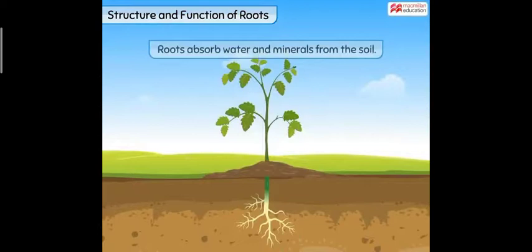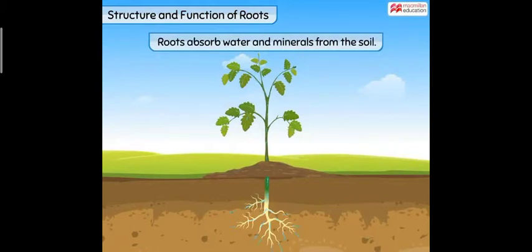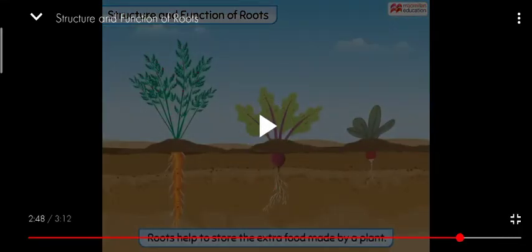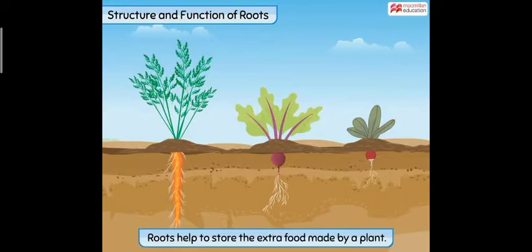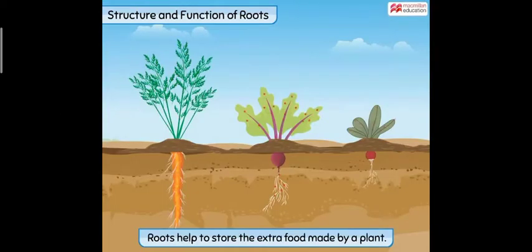The next function of the root is that root absorbs water and minerals from the soil. Now look at the picture. You can see the roots are absorbing minerals and water. If the roots are absent, the plant grows dry. There are some plants that store food in their roots, and we eat that part of the plants, like turnip, radish, carrot, etc.